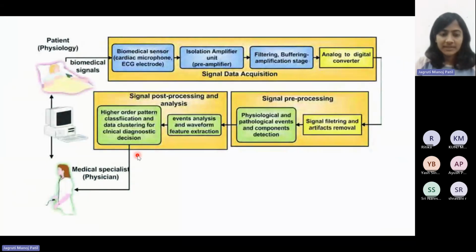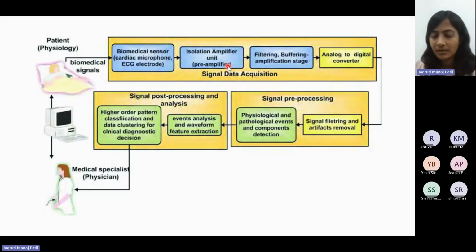So first, what we'll be seeing in this particular session is how signal acquisition and data processing are done, and where biomedical signal processing plays into this system. We have a patient on whom the diagnosis is to be done, and a physician who will do all of this, but we have a system through which we can do it.